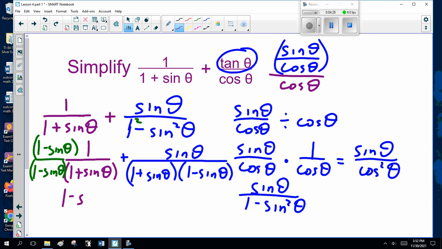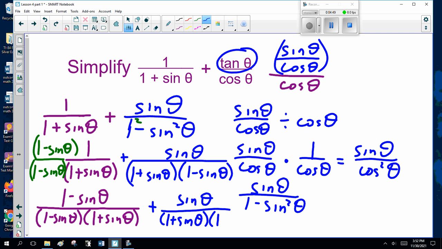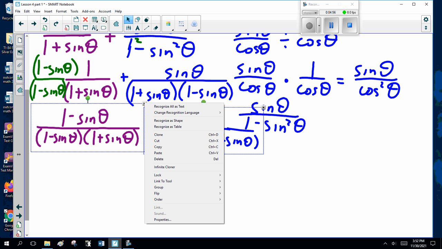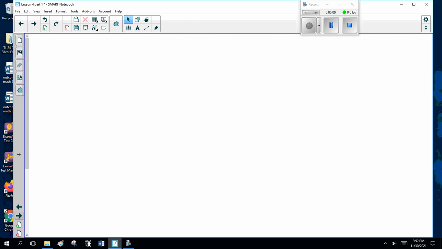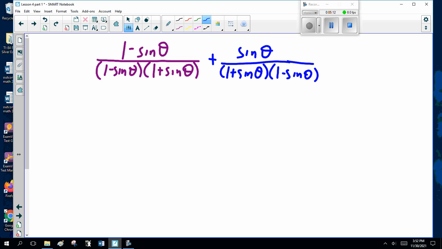Doable. So this is 1 minus sine theta over 1 minus sine theta times 1 plus sine theta, plus sine of theta over 1 plus sine theta times 1 minus sine theta. Now, need more space, so let's copy that. Notice that's why you have this blank space here. Now, what do we do? When we add, we have common denominators, so we add our numerators. This is 1 minus sine theta plus sine theta, which is 1, over 1 plus sine theta times 1 minus sine theta.